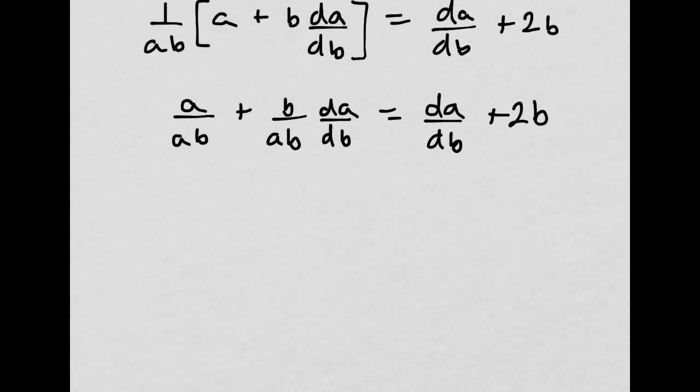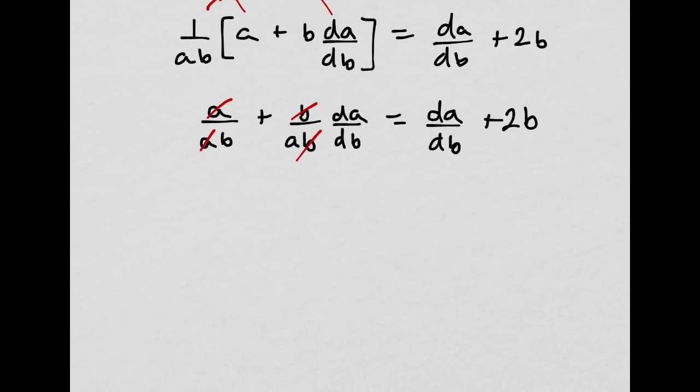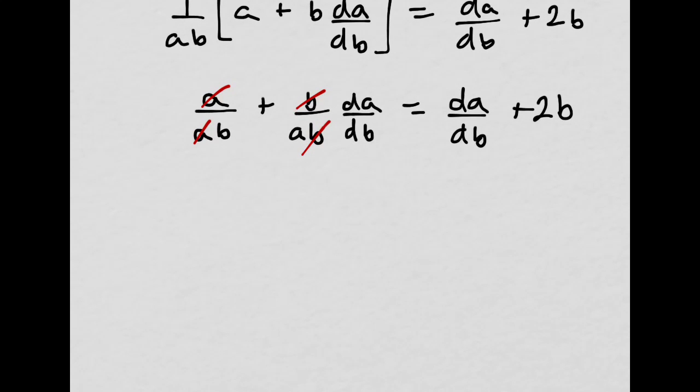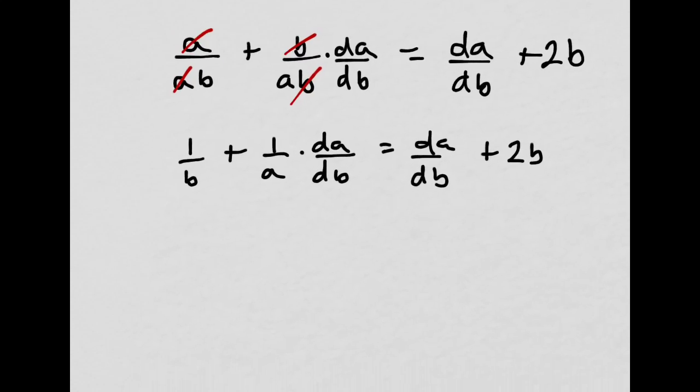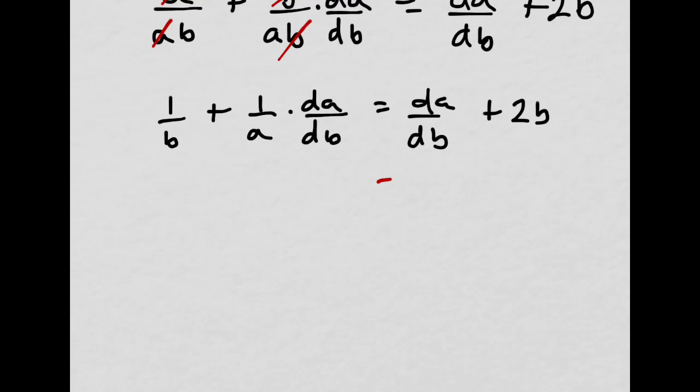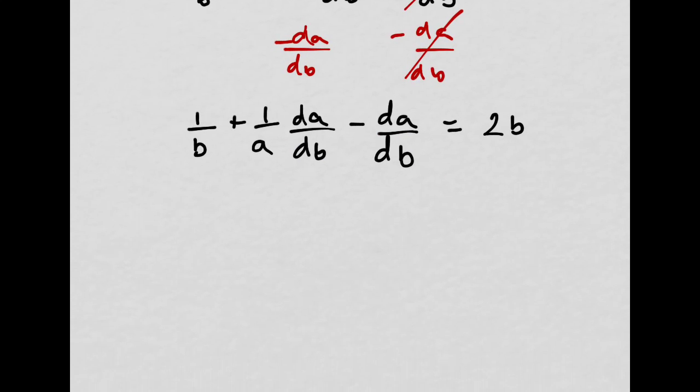And then I think I can cancel some stuff out. That's nice. So let's do that. And then I get this. Now I'll get the dA dB to one side and everything else to the other side. dA dB minus dA dB, so that goes away. And then I'll subtract the 1 over b.